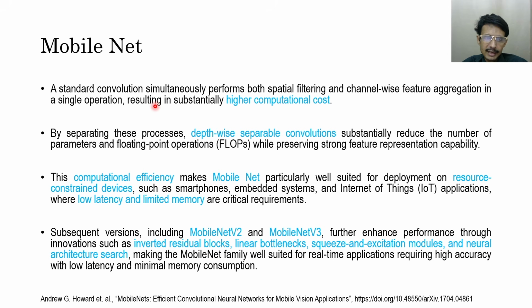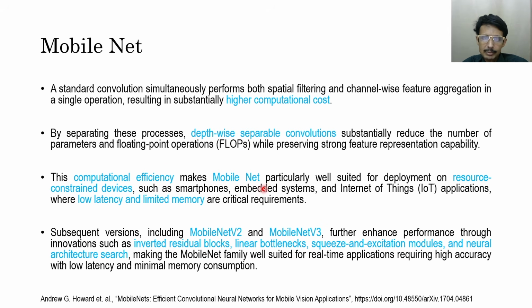As a whole, if we summarize it for MobileNet, a standard convolution simultaneously performs both spatial filtering and channel-wise feature aggregation in a single operation, resulting in substantially higher computation cost. So what we understand is that the standard convolution is associated with high computational costs. By separating this process, depthwise separable convolution substantially reduces the number of parameters and FLOPs while preserving strong feature representation. This is the computational efficiency that we have just shown.